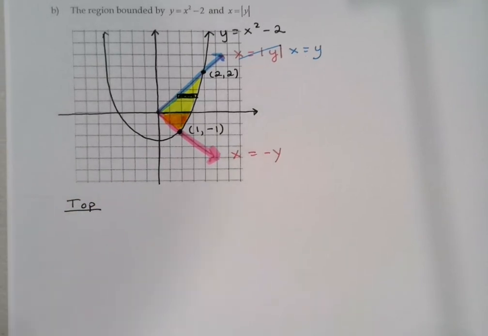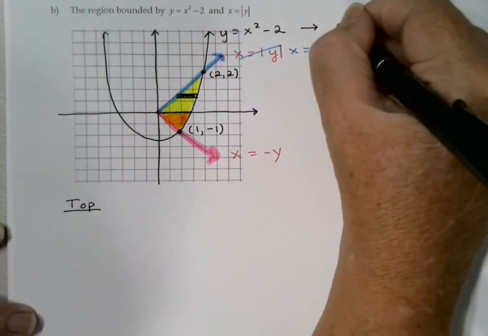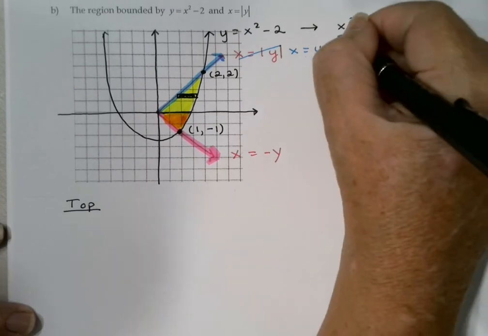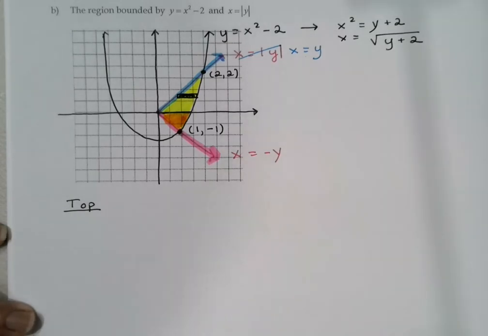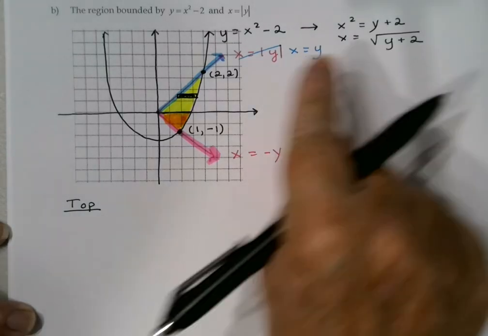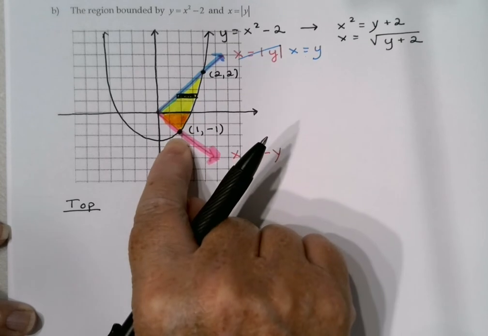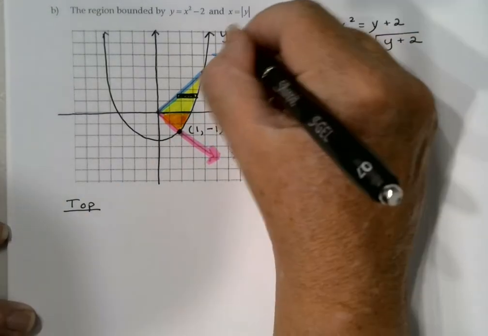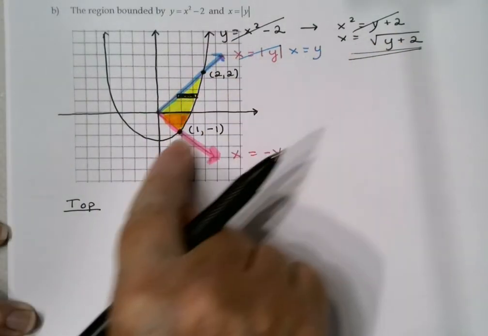Since I am choosing to do horizontal rectangles, I know I need the x equals form. So I'm going to have to solve this equation for x. X squared would equal y plus 2, and that means that x would be the square root of y plus 2. Now again, technically, that should be a plus or minus square root, but notice that everything here is on the positive x side, so I chose the positive square root. Okay. So instead of this and this, I'm going to use that as the equation of the piece of the parabola.